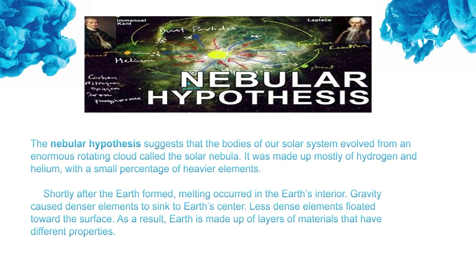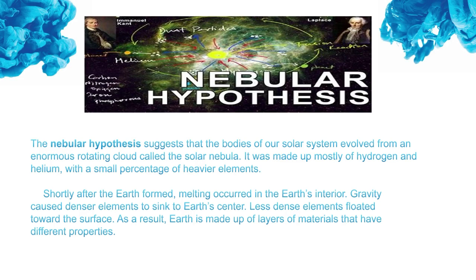Next is the nebular hypothesis. The nebular hypothesis suggests that the bodies of our solar system evolved from an enormous rotating cloud called the solar nebula. It was made up mostly of hydrogen and helium with a small percentage of heavier elements.